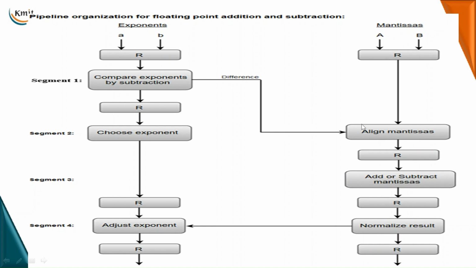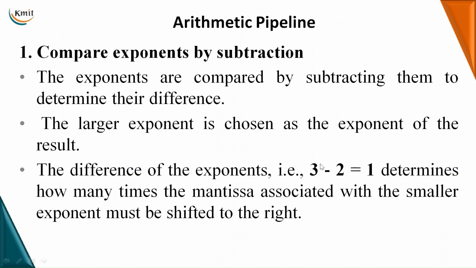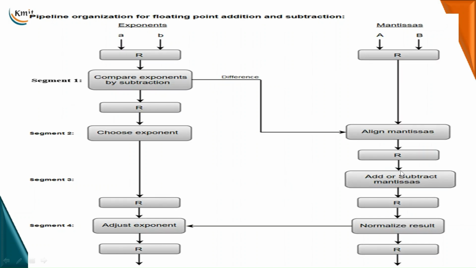Second segment is you need to align the mantissas. In the third segment, you have to perform an addition or subtraction on the mantissa part of your data. Your aligned mantissas are stored in a register R, where you perform an addition or subtraction operation, and the result is again stored into the temporary register R. That is your segment 3.